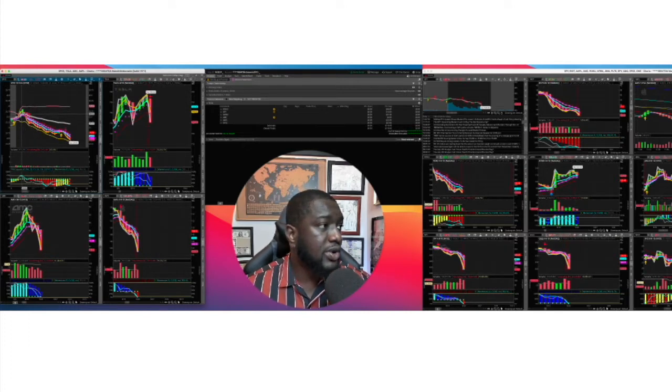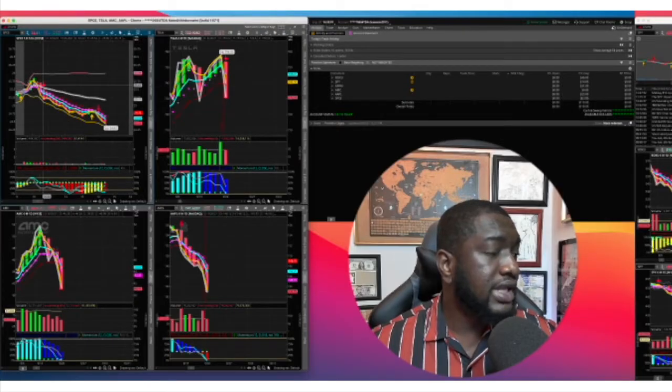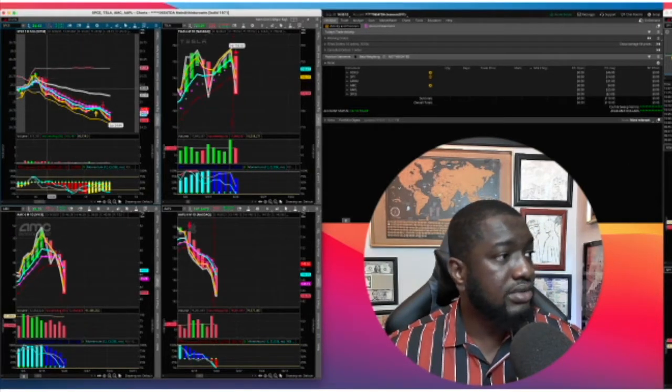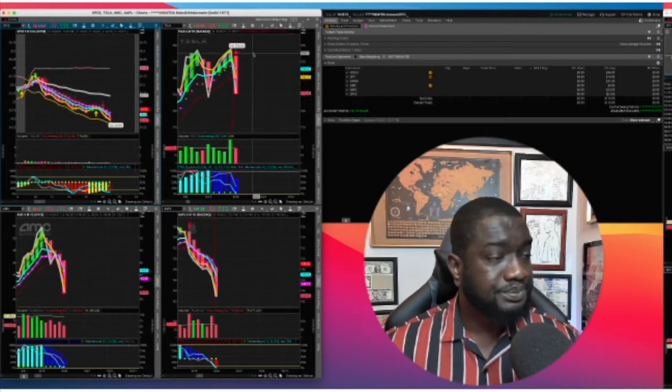Anyway, you guys can see right here it indicated to put in a trade. If you look at this, you put in the trade here. If you're patient with it, you're able to get out of the trade around this area, and you make a pretty decent amount of money.